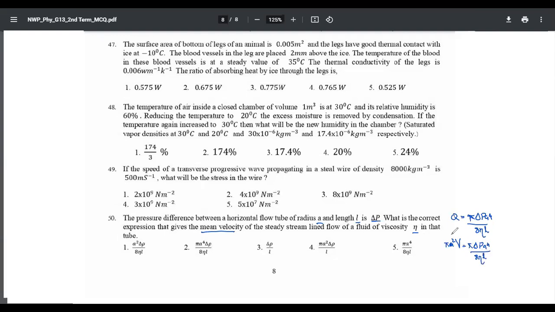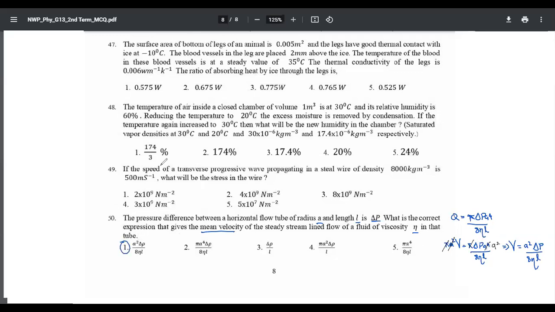We know even from mechanics that volume flow rate is A V. Instead of A, I have put pi a squared, and then pi will get cancelled off. And a squared and a to the power 4 here, so instead of this, you can put a to the power 2. Therefore, the final answer for V will be V equals a squared delta P over 8 eta L. The answer for that is the first option. This is how you do it.